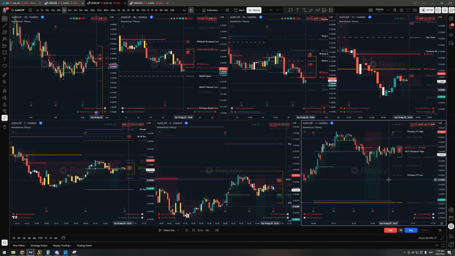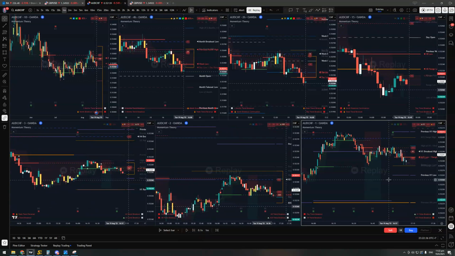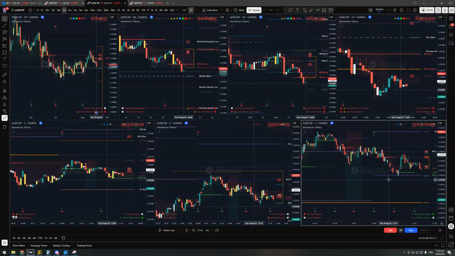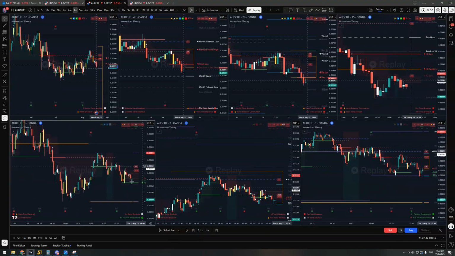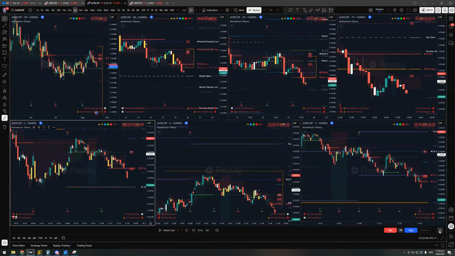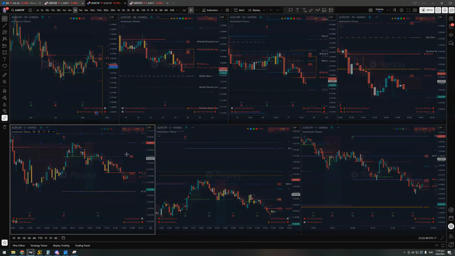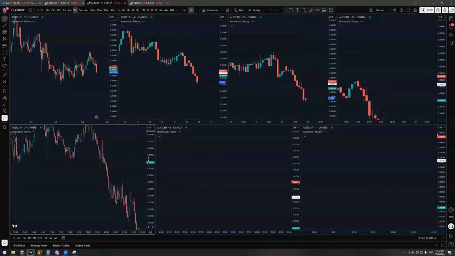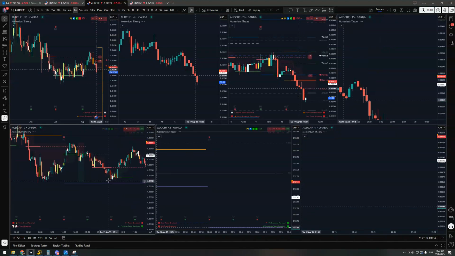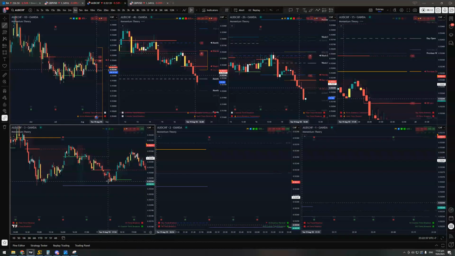Price continued pushing down, and then there was a fake out right at the lows. I can't remember which one it was, but there was a fake out. Price ended up triggering the low right over here, really close to my TP.